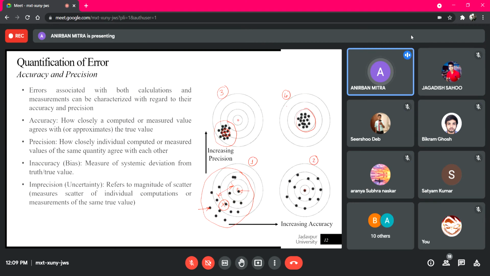We want numerical methods which are both accurate and precise. So this is the intended objective. That sort of a grouping, that sort of a result is our intended outcome.